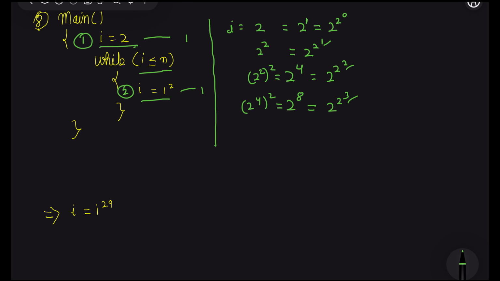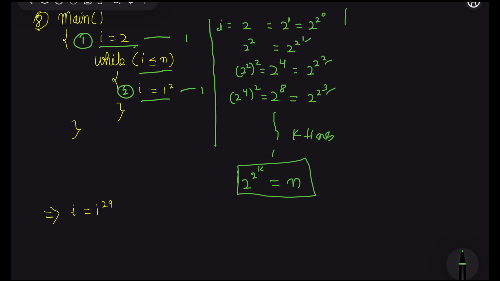So the loop will run a total of k times, and after k times the loop will terminate because the value of i will become greater than n. At the k-th iteration we can write the value of i as 2 raised to the power 2 raised to the power k. This is the value at k times, which will be equal to n. This is the last time our loop will run, and after this it will become 2 raised to the power 2 raised to the power k plus 1. In the next iteration the loop will terminate because this will be greater than n.